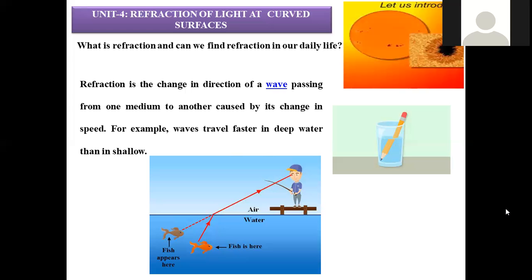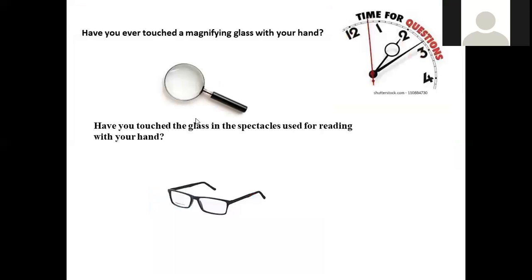Let us move on to another concept here. Have you ever touched a magnifying glass with your hand? Some questions are posted here. What is the application of this magnifying glass? If any tiny object is there, by using this magnifying glass you can enlarge its size and conveniently see those objects, which we are not able to identify with the naked eye. By using a magnifying glass, we enlarge the size of the actual object. That is the magnifying glass.